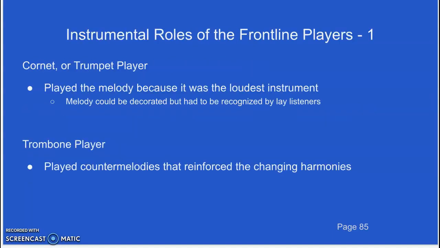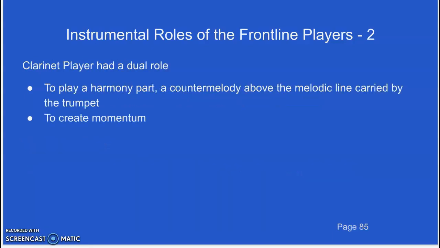Let's look at the instrumental roles of the Dixieland Band. And first, you'll remember there's a frontline player. The frontline players were the cornet or trumpet, one or the other, and they played the melody because it was the loudest instrument. Then there was a trombone player who played counter melodies, often of just the root note of the chord, the most important part of that. They also had a clarinet player who played a harmony part, a counter melody that was usually above the trumpet line, and their job was to provide momentum.